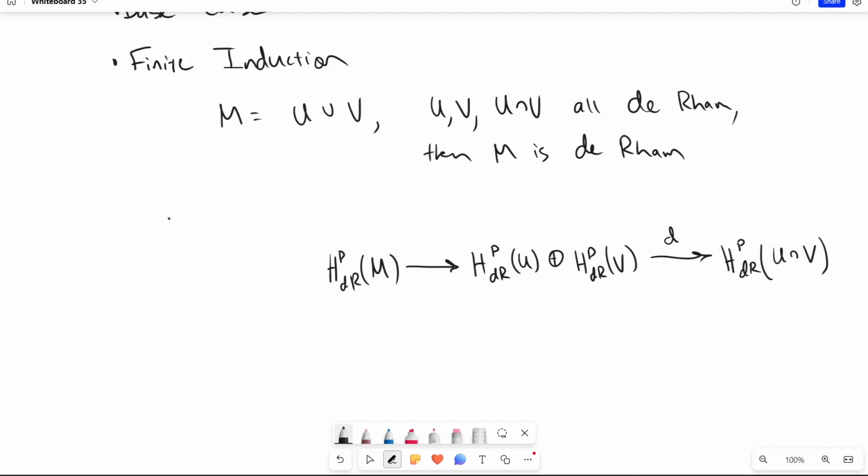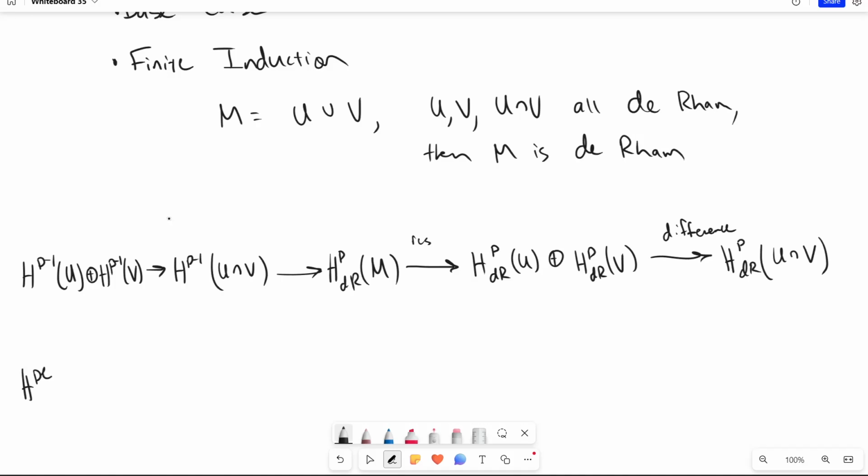So this is not the connecting map. This is the difference. This is the restrictions. And then over here, there's the connecting map from H^(p-1) of U intersect V. And then you have H^(p-1) of U direct sum H^(p-1) of V. And then you'll similarly get the sequence.